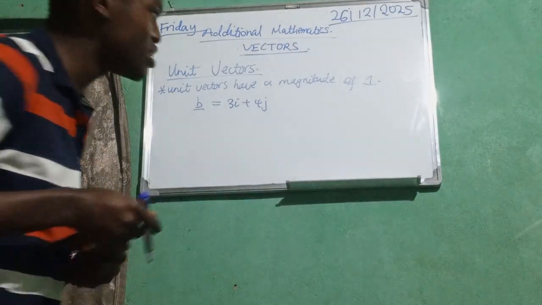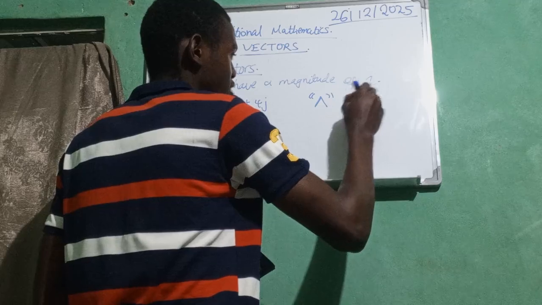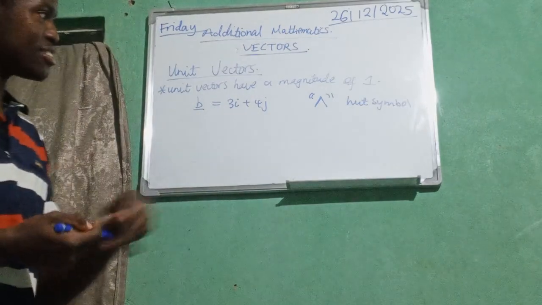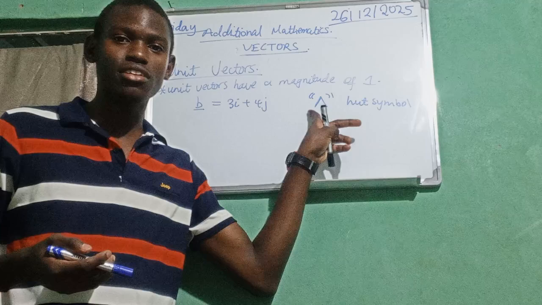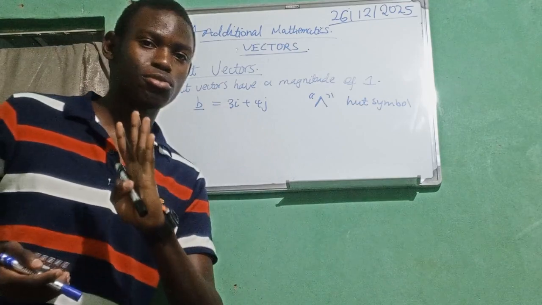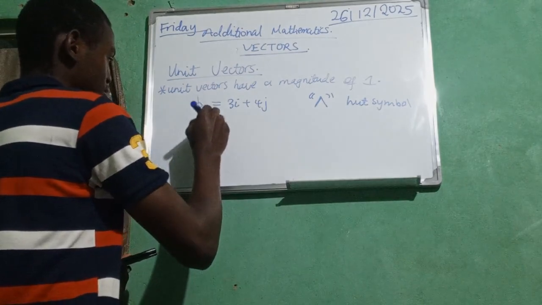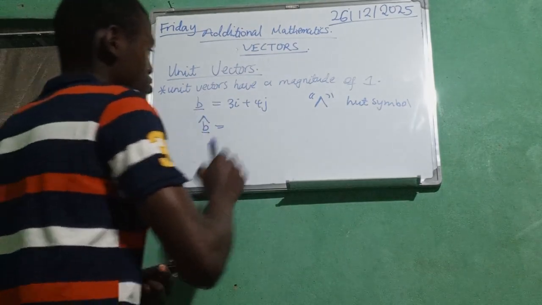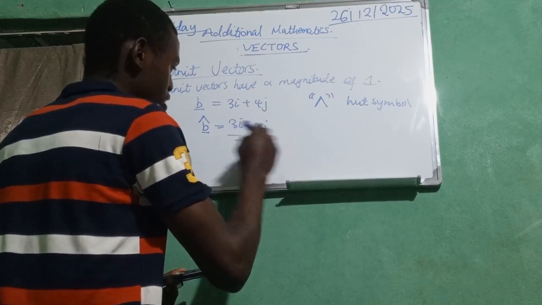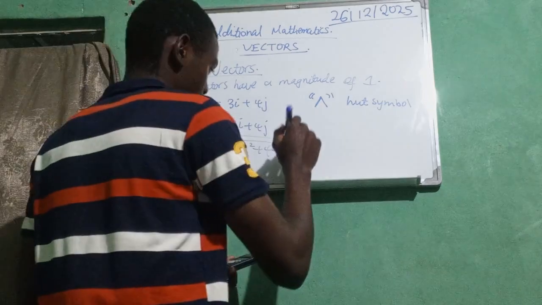A unit vector is represented by the hat symbol, like a heart symbol. When you see this hat on top of the vector, they are telling you that they are finding the unit vector of that particular vector. So vector b hat, the unit vector of vector b, is equal to the vector itself, 3i plus 4j, divided by the magnitude, the square root of 3 squared plus 4 squared.